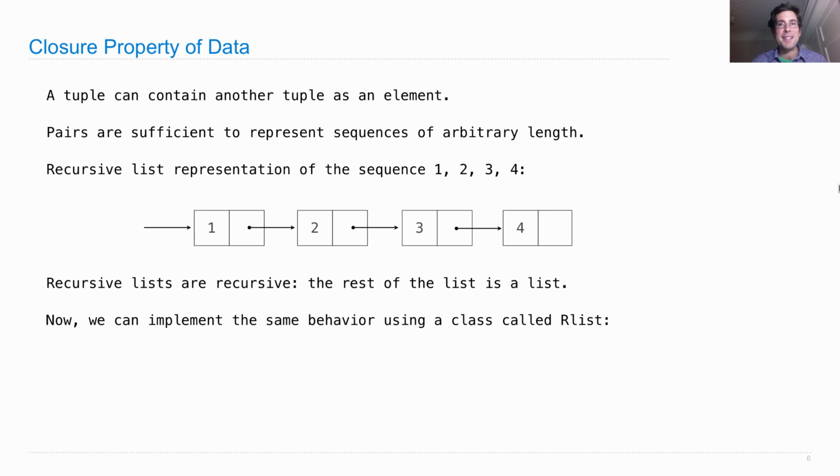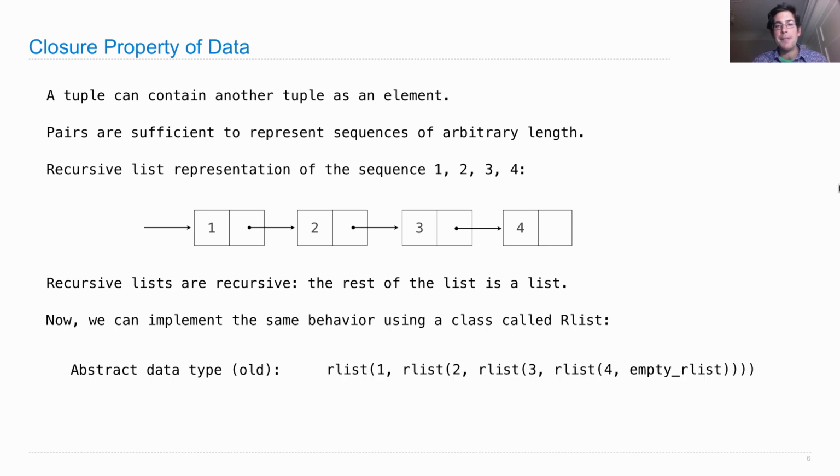And we can now implement the same kind of behavior of nesting one thing inside of another using a class, because we understand how the object system works. So what's going to be different? In the old way, where we had an abstract data type just implemented with tuples and functions, we'd create this list 1, 2, 3, 4 by calling rlist over and over again, eventually ending in the empty list. And the new way is almost identical, except notice that we'll use a capital R because this is going to be a class, whereas this was just a function.